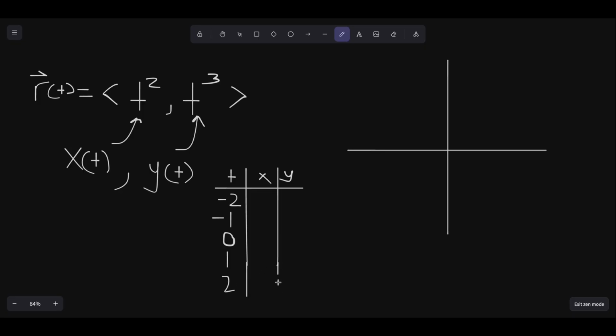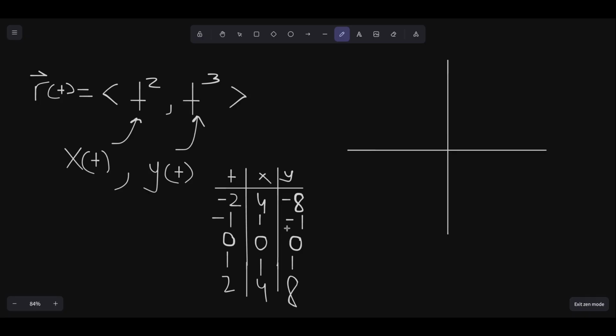Okay. So when t is equal to -2, well then this is going to be 4. And then after that, this is going to be -2 to the third, which is -8. If you have -1, -1 squared is 1. And then this is going to be -1 to the third, which is -1. We said how both of these were 0. That's just going to be both 1. And then this is going to be 4 and 8.